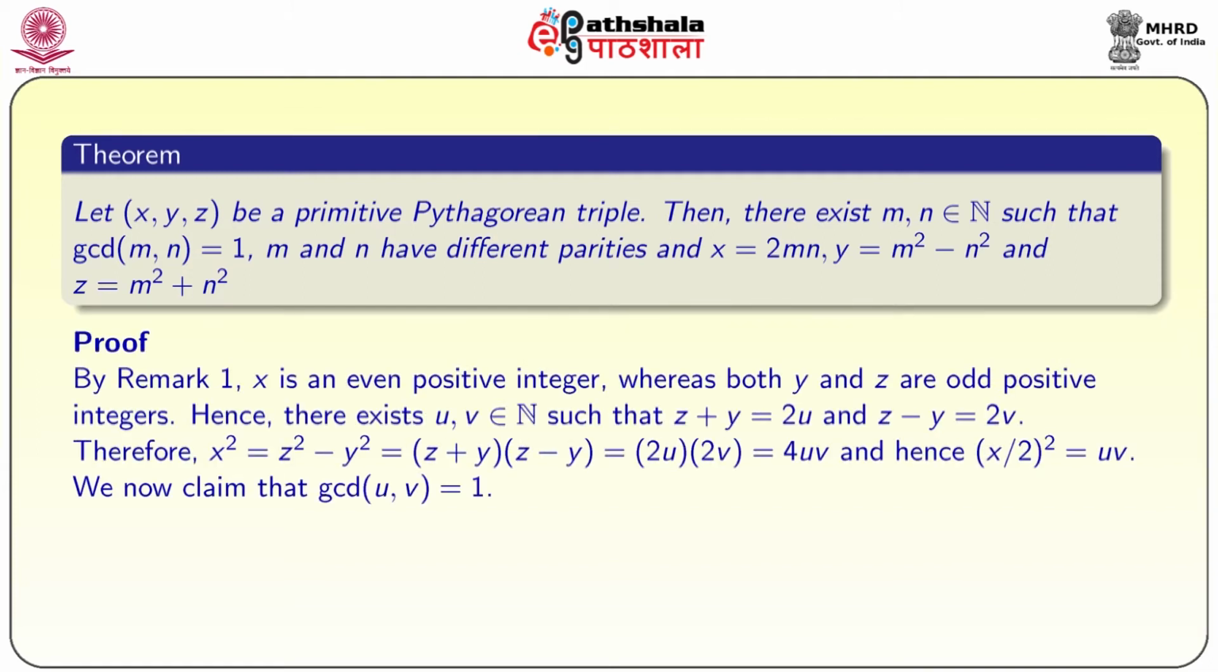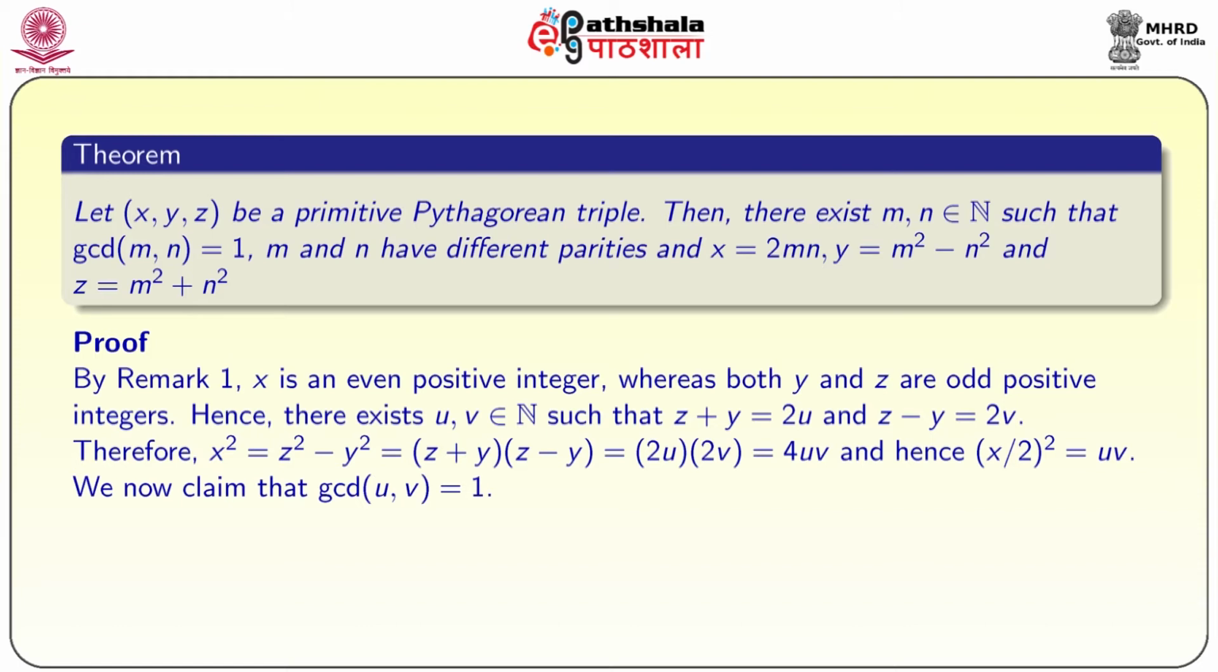So, by remark 1 we see that x is an even integer and both y and z are odd positive integers. This is the property of primitive Pythagoras triples, x and y have different parity. Hence, there exists u, v belonging to N such that z plus y is equal to 2u and z minus y is equal to 2v. It is because both y and z are odd. So, z plus y as well as z minus y are even.